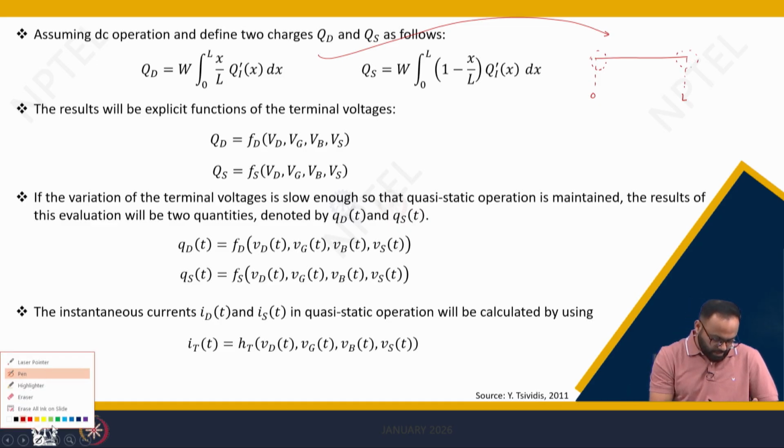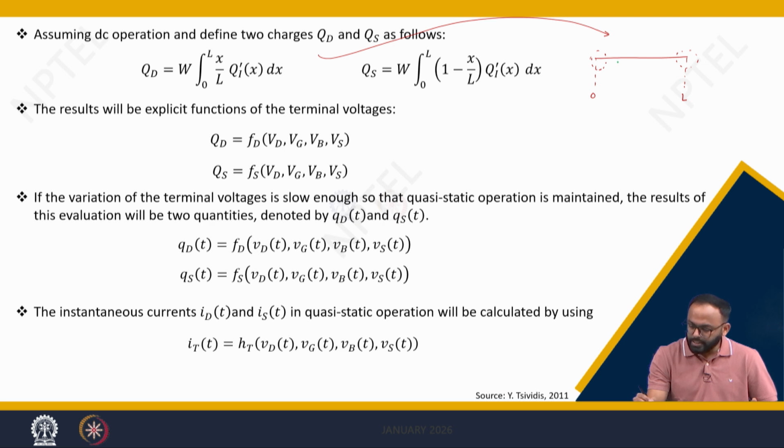Yes, under steady state analysis they will adjust themselves throughout the channel, whereas if I want to define Qs, which is the fictitious charge near the source, I need to assign some weight in terms of the distance x. So, for an easy hands-on calculation, we can assign a weight of 1 minus x by L to the charge which is near the source. So, it is nothing but W times the integral from 0 to L of (1 minus x by L) Qi(x) dx.